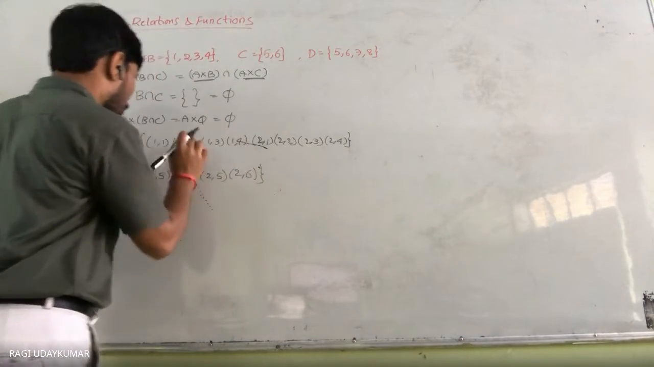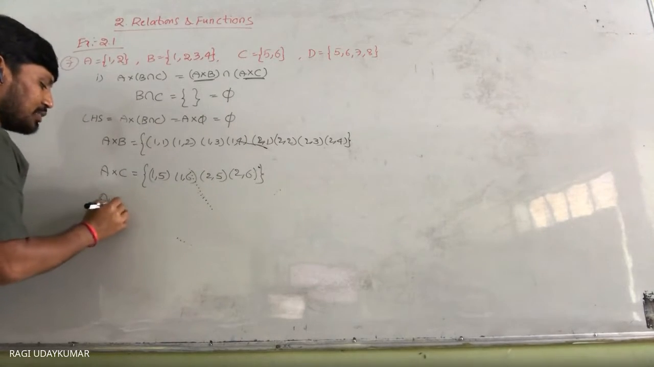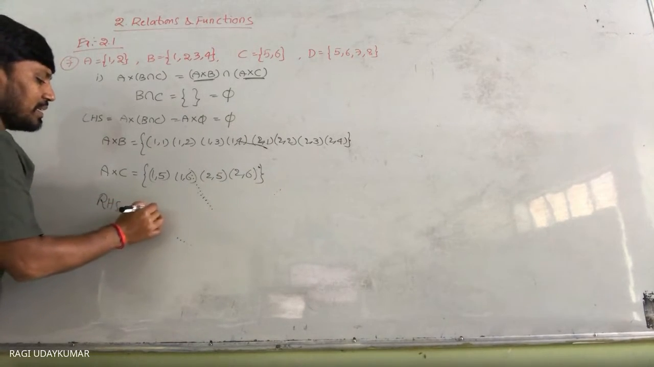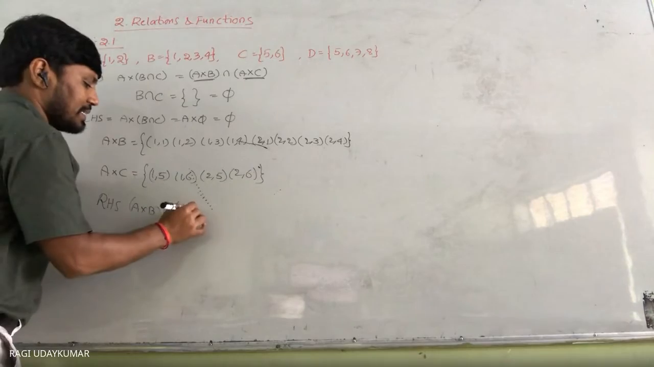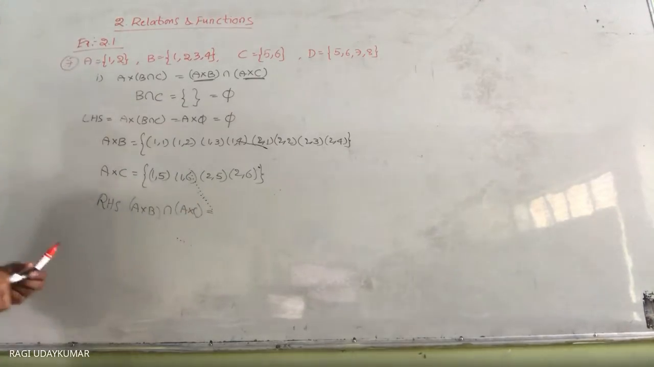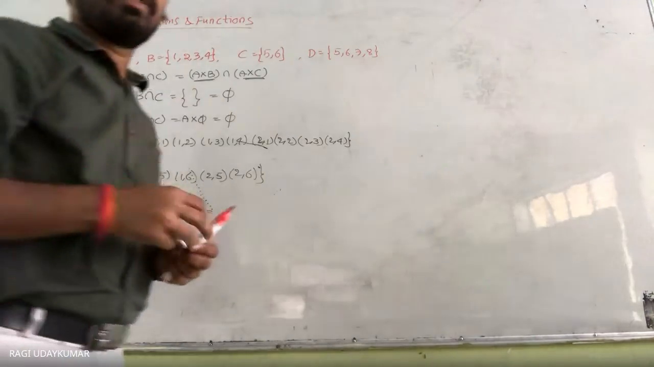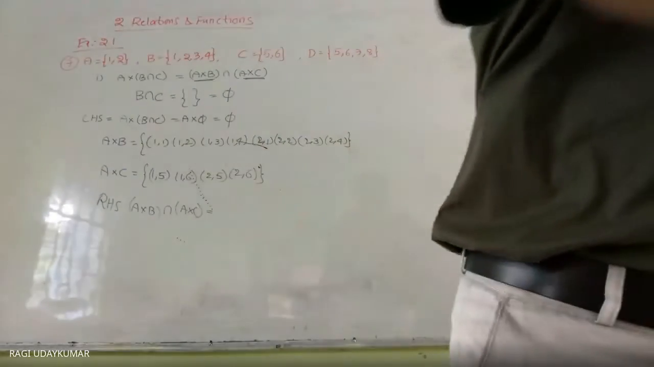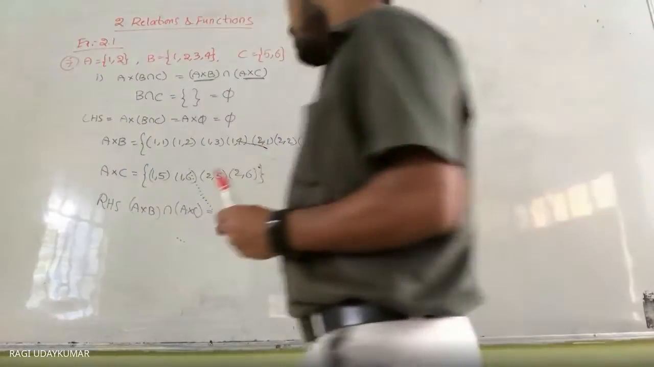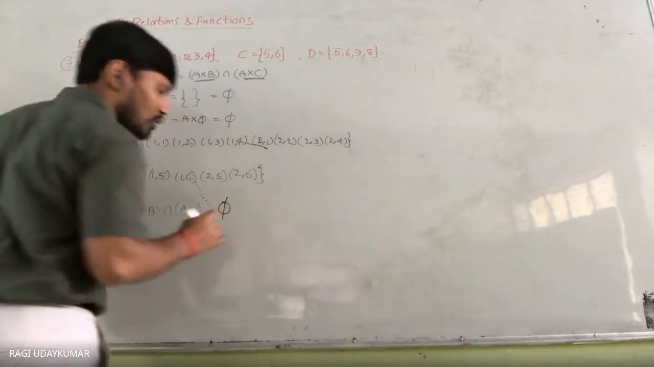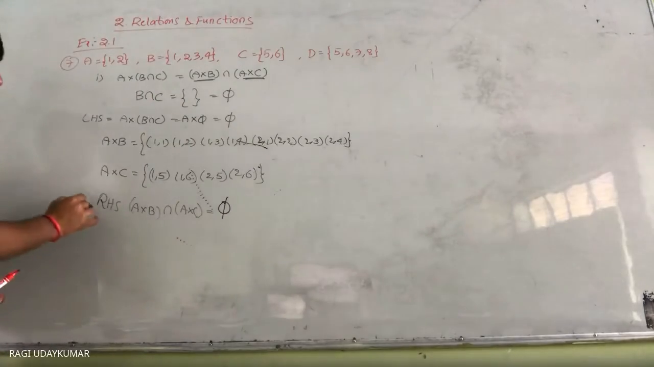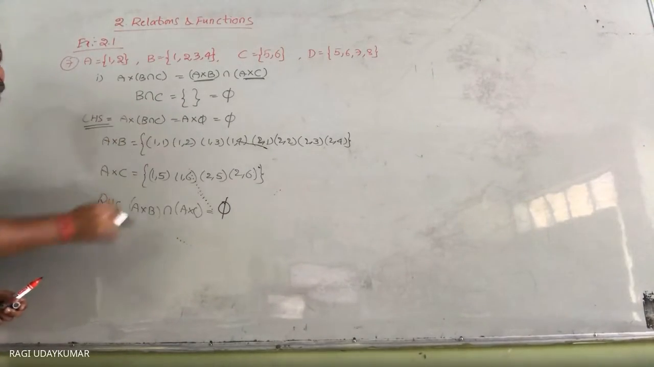Now find the intersection of these two, that is the RHS: A cross B intersection A cross C. So what is the intersection of these two sets? There are no common elements in both the sets. Nothing is common in these two. So you can say that as they have no common element, this is the RHS. Now LHS and RHS are both equal.